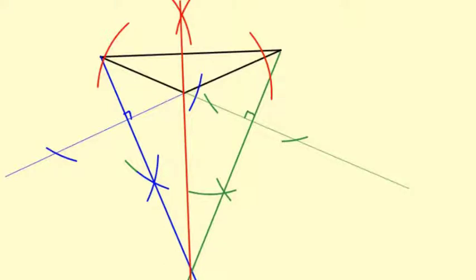Notice that all three of those altitudes had to be extended to find the point at which they all intersect. This point is called the orthocenter. The orthocenter for an obtuse triangle will always be outside, in the exterior of the triangle.